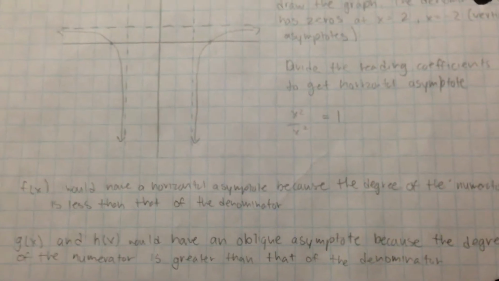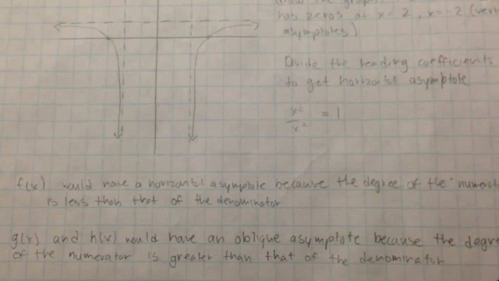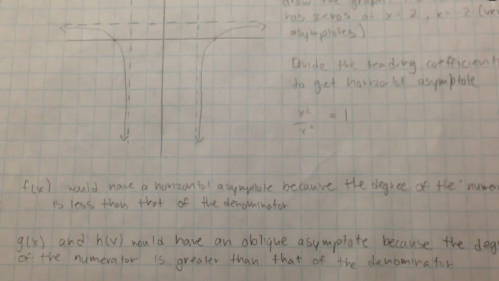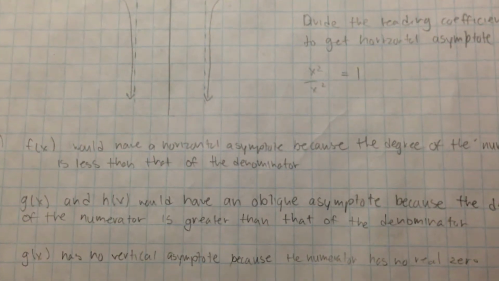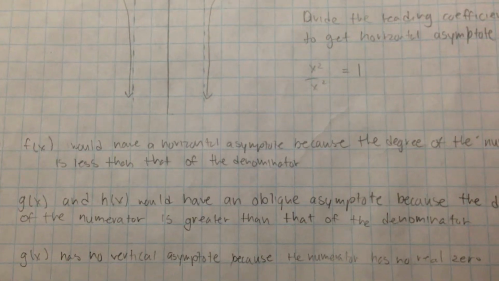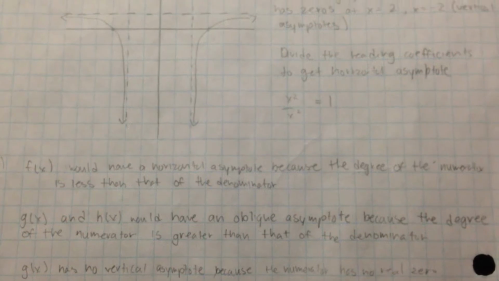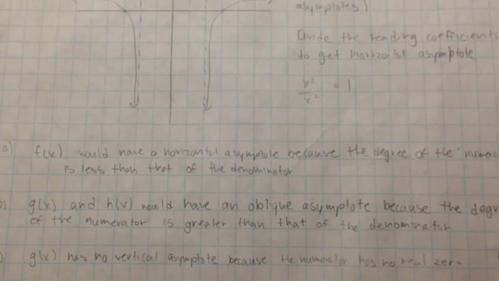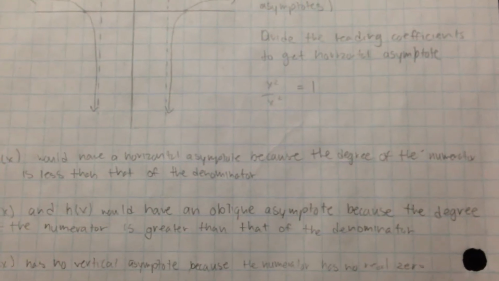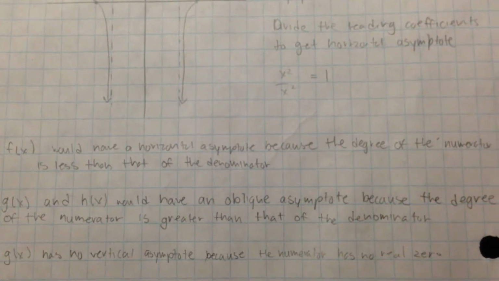Now to answer A, f of x would have a horizontal asymptote because the degree of the numerator is less than that of the denominator. So B asks which has an oblique asymptote. By inspection of the function, we can tell that g of x and h of x would have an oblique asymptote because the degree of the numerator for each is greater than that of the denominator.